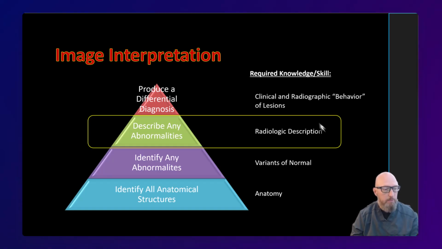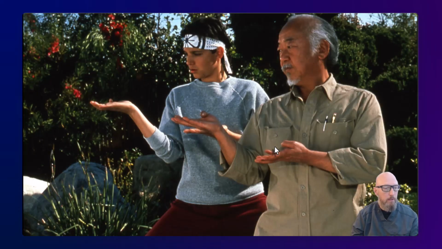And then the next point, and this is what we're going to do today, is describing any abnormalities. That's what this whole topic is about. Describing accurately is what leads you to produce an accurate differential. But notice the differential is at the top. It's the smallest piece. But you don't get to that without doing the work below it.